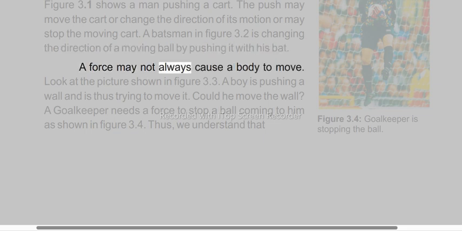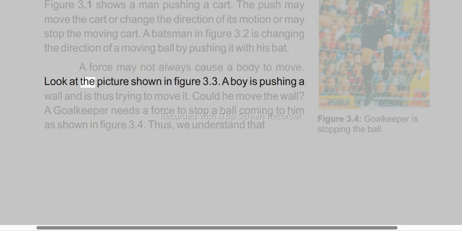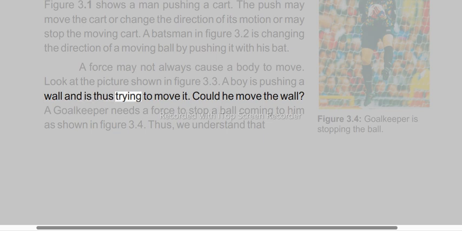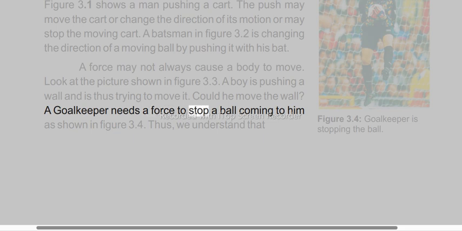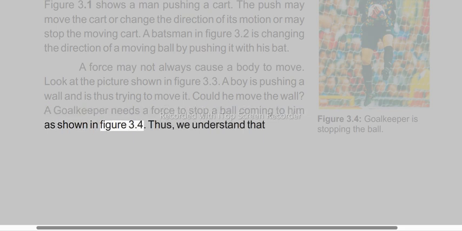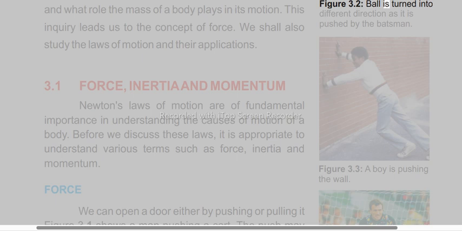A force may not always cause a body to move. Look at the picture shown in figure 3.3. A boy is pushing a wall and is thus trying to move it. Could he move the wall? A goalkeeper needs a force to stop a ball coming to him as shown in figure 3.4. Thus, we understand that. Figure 3.2, ball is turned into a different direction as it is pushed by the batsman. Figure 3.3, a boy is pushing the wall. Figure 3.4, goalkeeper is stopping the ball.